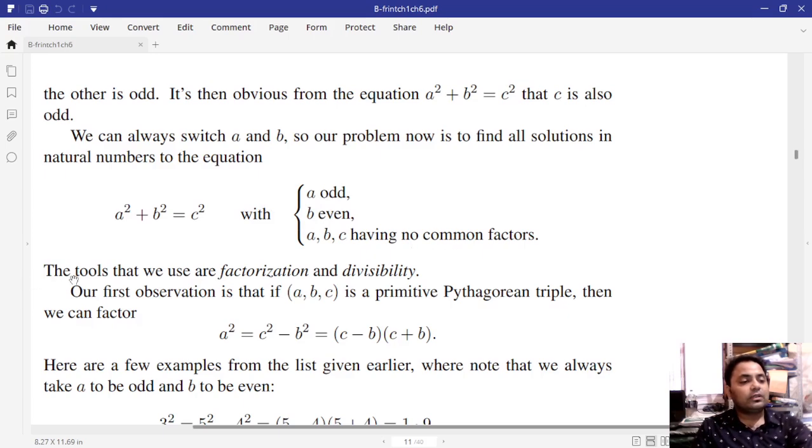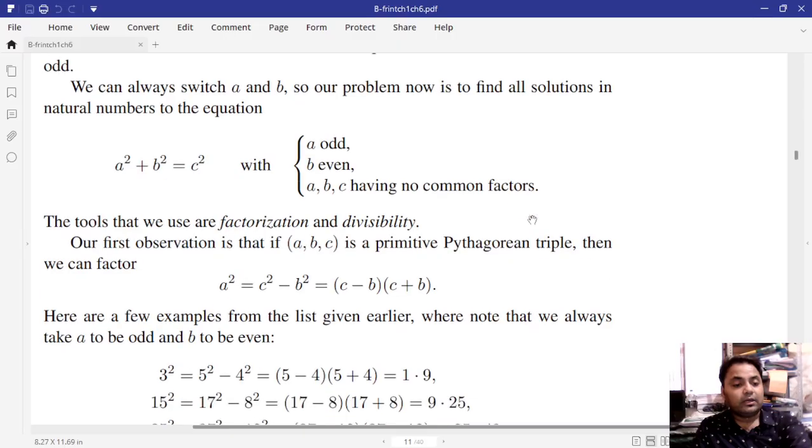The tools that we use are factorization and divisibility. Our first observation is that if a, b, c is a primitive Pythagorean triple, then we can factor a square is equal to c square minus b square, which is equal to c minus b into c plus b, by the factorization of c square minus b square.